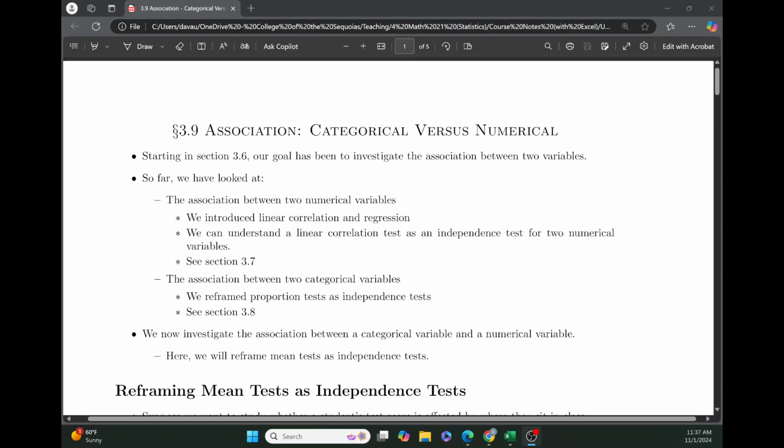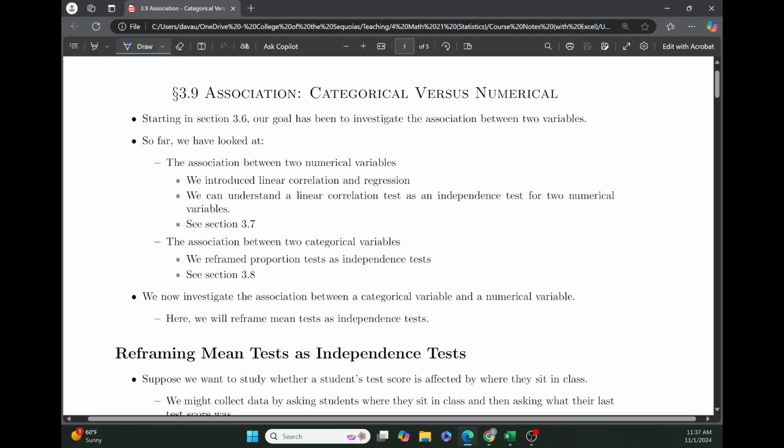in terms of independence. So starting in Section 3.6, our goal has been to investigate whether two variables have a dependent relationship, right? If there's some kind of association between them. And so far, the types of comparisons that we've looked at in detail have been the association between two numerical variables, which we talked about in Section 3.7. And then we've also talked about the association between two categorical variables, and that was in Section 3.8.